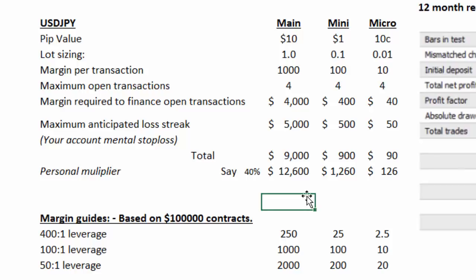So that 40% is only if you want to have an additional cushion. What some traders do is they say, I like putting a stop loss on my whole trading account. So in other words, they won't use this personal multiplier. They'll just leave it at $900. And when the account goes $900 negative, they want to be out. They want their account closed. The system has proven itself to be negative and they want to be out. So a lot of people use this to calculate their account stop loss.